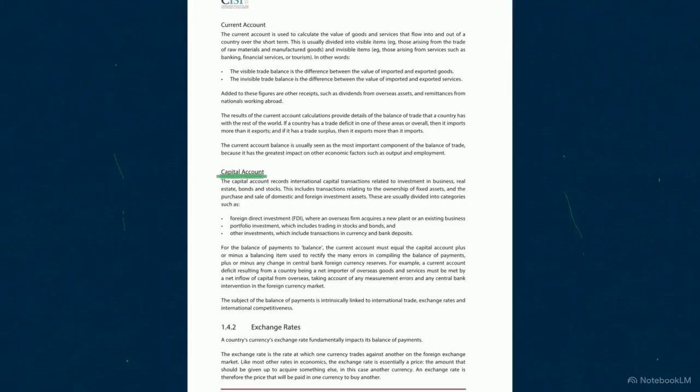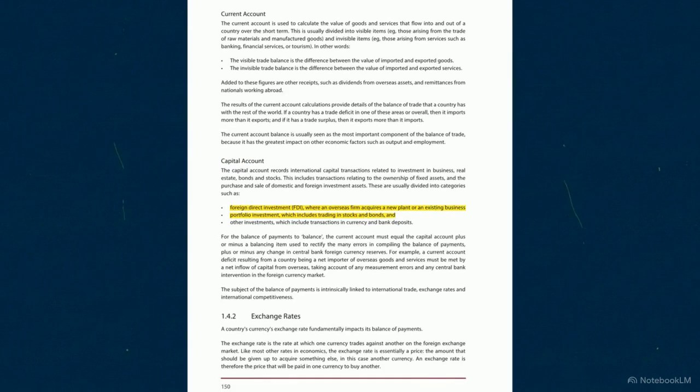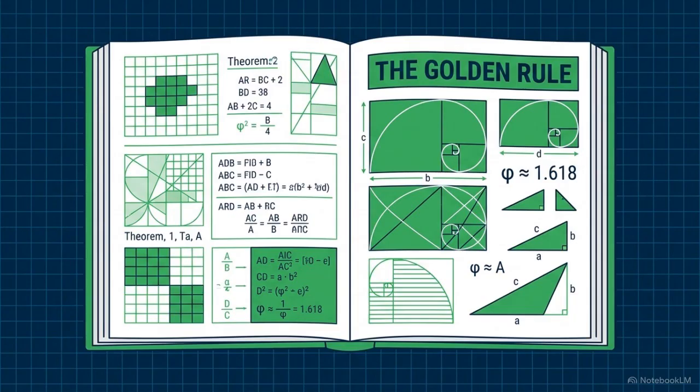The ledger's second half is the capital account, recording long-term international capital transactions. It groups these into categories like foreign direct investment and portfolio investment. If an overseas firm buys a domestic plant, that cash enters here as an inflow. This leads to the golden rule of global macroeconomics.